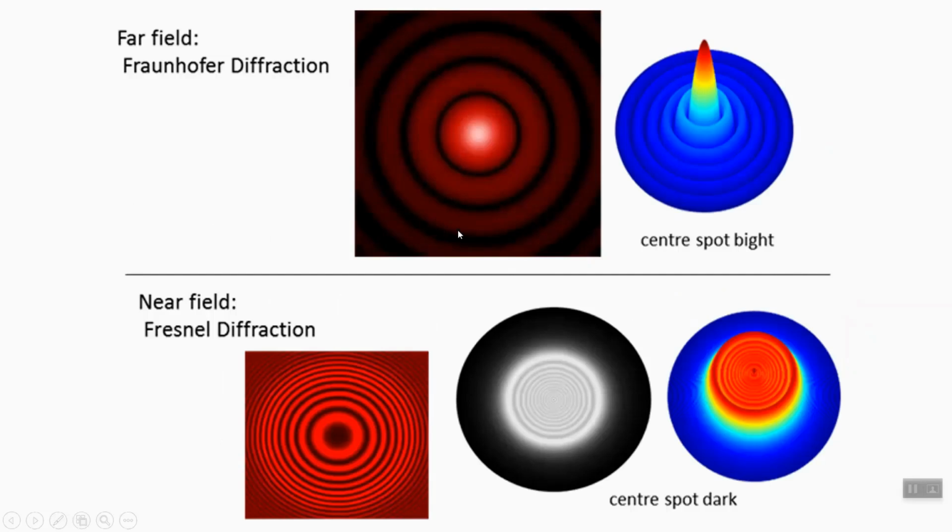Fraunhofer class of diffraction is far field diffraction, where the central spot is always bright, whereas the Fresnel class of diffraction is known as the near field diffraction, where the central spot can be either dark or bright depending on the number of Fresnel zones available.